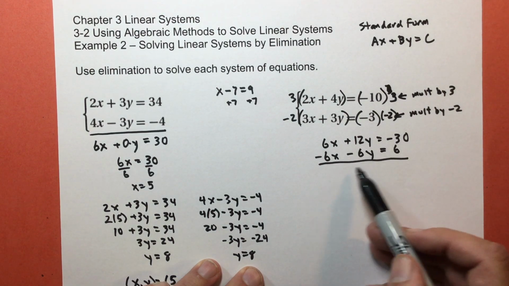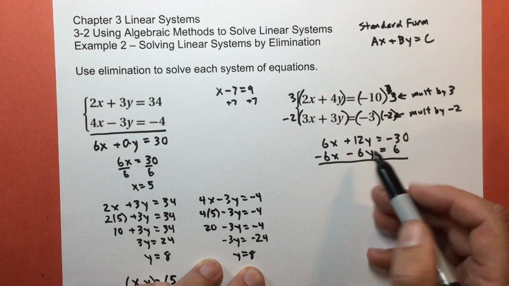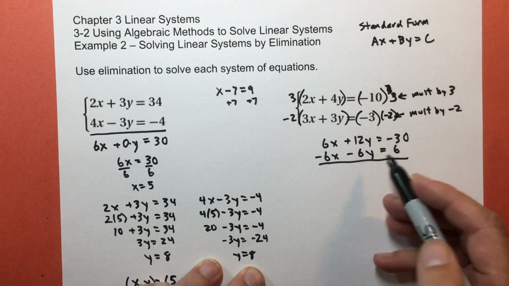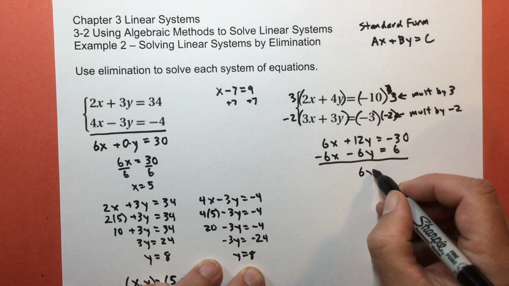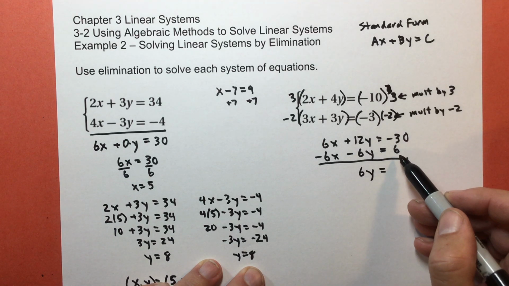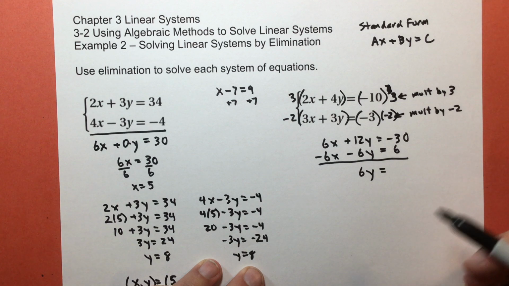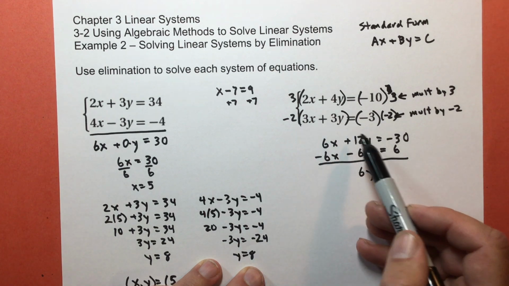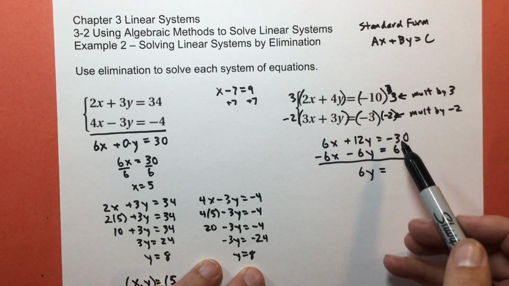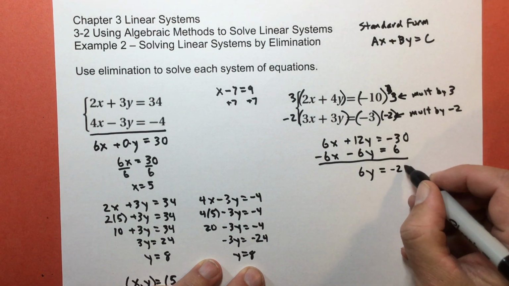And 0 plus whatever this is going to be is just going to leave that. What is this going to be? I get 12y plus negative 6y. That's going to give me 6y. And negative 30 plus 6. Did I do everything right? Negative 30. I'm just checking my work because something weird's happening. Yeah, negative 6y, negative 6x, and positive 6. I think I'm okay. All right, so I should get negative 24.